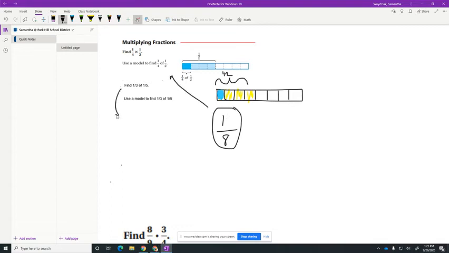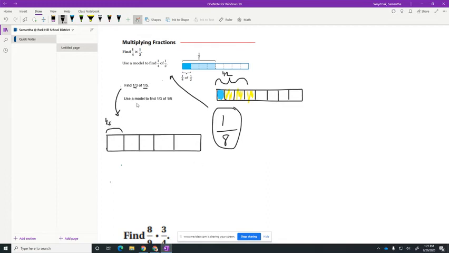Now let's try one more together. Write this down in your journal. I'm going to find 1/3 of 1/5. So remember, I always start with a whole. This represents one whole. And I'm finding 1/3 of 1/5. So I need to start with 1/5, which means I need to break my model into fifths. So you can see I have 1, 2, 3, 4, 5, and I'm starting with a fifth, right? I'm not starting with a whole. So I'm only starting from here to here, which is 1/5.